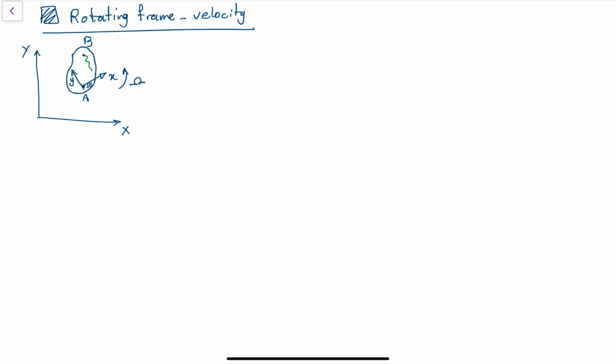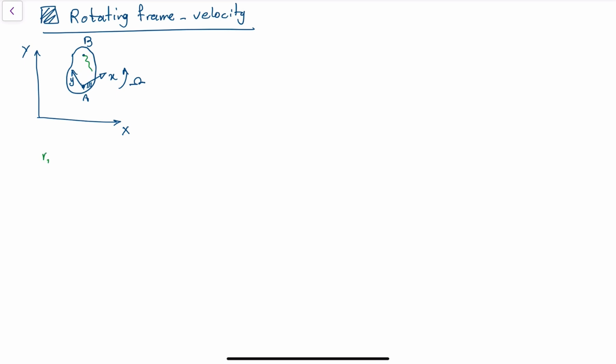Okay, hello, welcome back. In the previous video, we started analyzing the motion of a point on a rotating body, or a general planar motion, motion of a point on a body that undergoes general planar motion using rotating frames. Position was easy. Now the next step is velocity. And to analyze velocity, let's start with position.